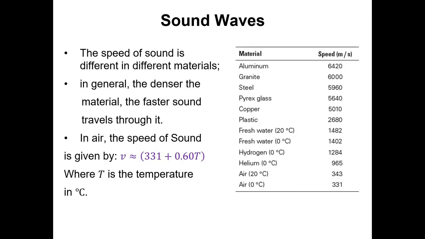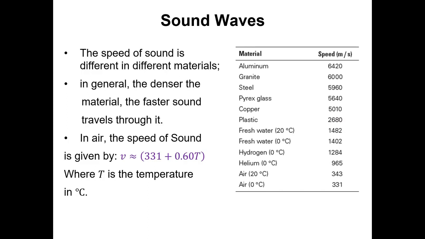So what is the speed of sound? The speed of sound depends on the temperature, it depends on the pressure, and it depends on the material. And so it's kind of complicated. So you simply have to do measurements to figure it out. So for example, the speed of sound in aluminum is 6420 meters per second. In granite, it's about 6,000 meters per second.